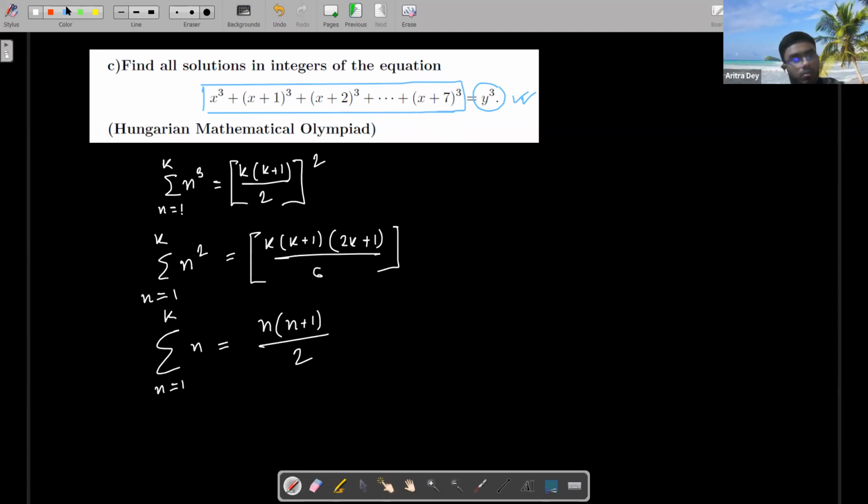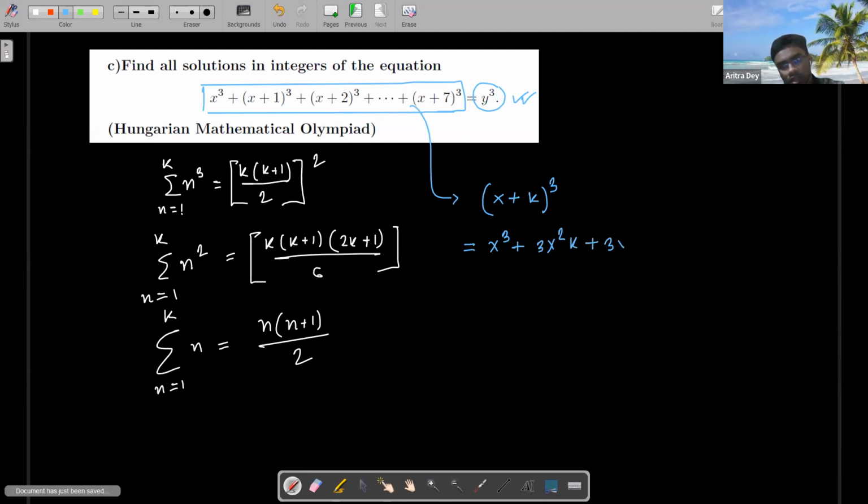Any general term of this equation actually looks like x plus k, that cube, where k is from 0 to 7. If I just open the bracket, it is x cube plus 3x square k plus 3x k square plus k cube. Now it is very simple to take the sum, just take the sum over k from 0 to 7.